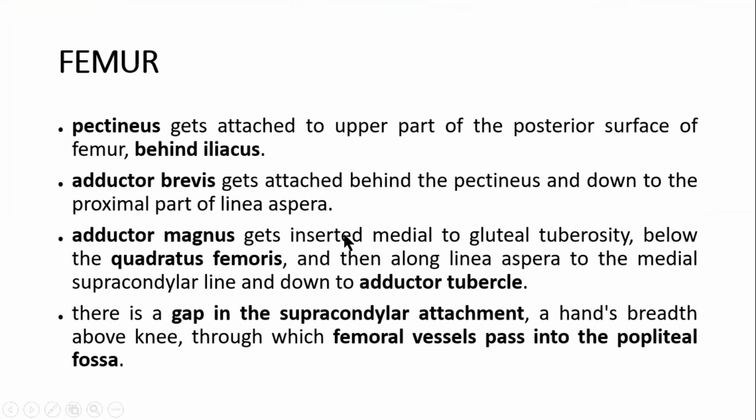The adductor magnus gets inserted medial to the gluteal tuberosity, below the quadratus femoris, and then along the linea aspera to the medial supracondylar line and down to the adductor tubercle. There is a gap in the supracondylar attachment, a hand's breadth above the knee, through which the femoral vessels pass into the popliteal fossa.